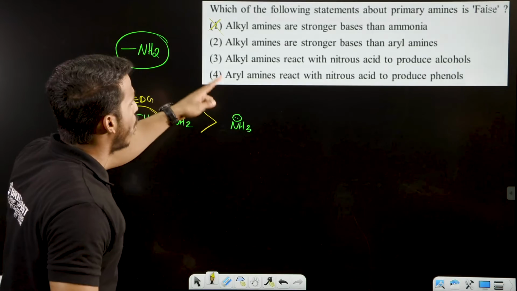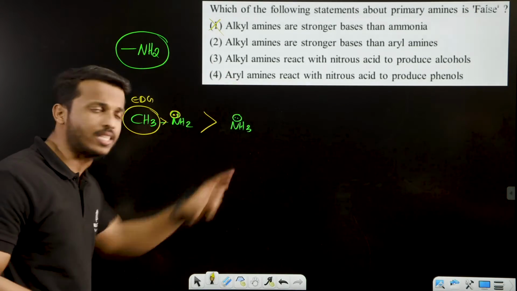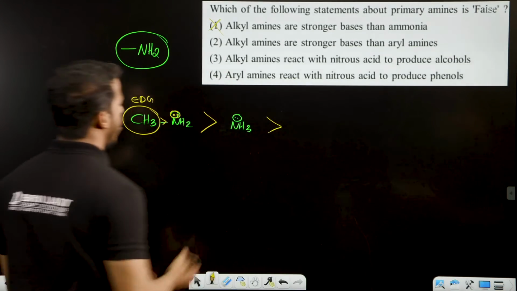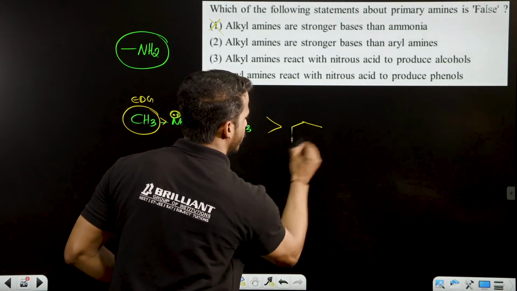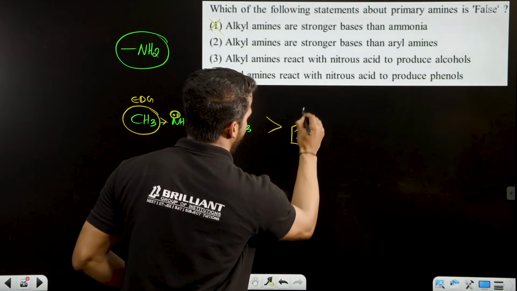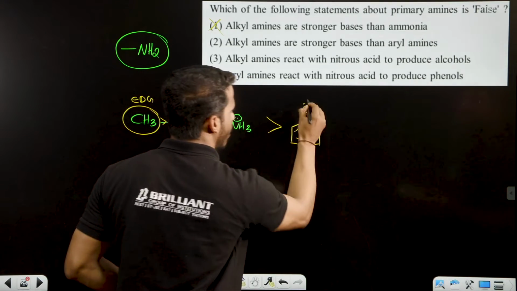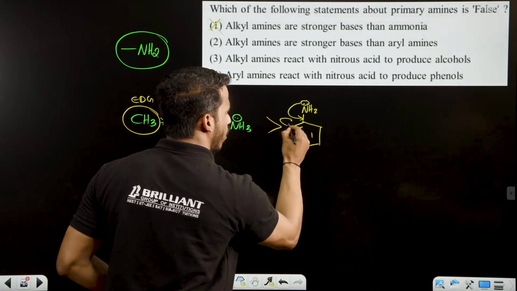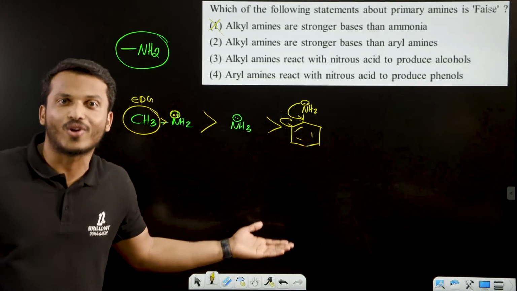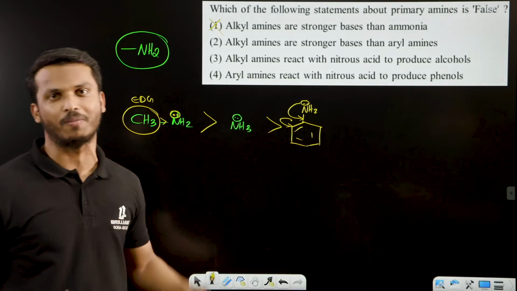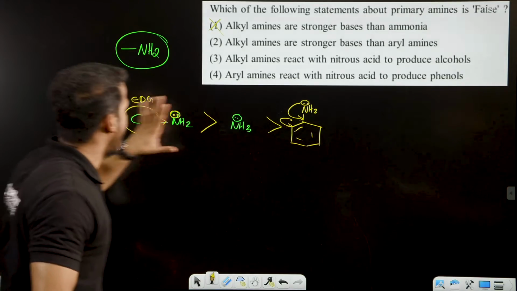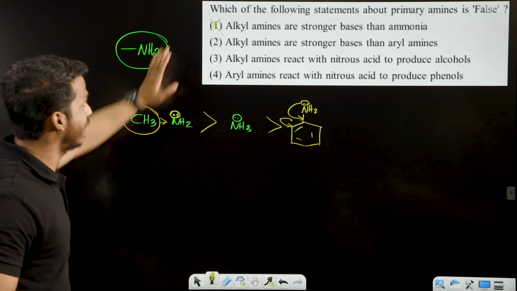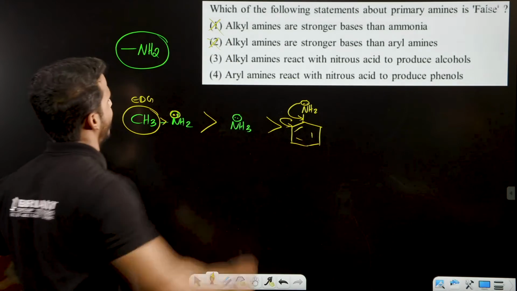Alkyl amines are stronger bases than aryl amines. Yes, of course. This is the order: alkyl amines are more basic than ammonia, and ammonia is more basic than aryl amines, for example aniline. In aniline, the lone pair is involved in resonance, so it is not available for donation. It is the same as our amide case, which we discussed before. So aromatic amines are less basic and alkyl amines are more basic. Yes, the second statement is also correct, but that is not our answer.